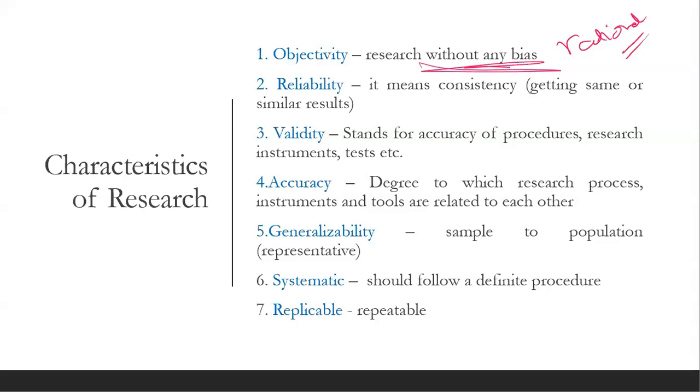We'll understand this, going forward, what reliability is. And then what is validity, accuracy, how accurate the results are, and generalizability, that is, how the sample connects to the population, how you portray the findings from the sample to the population. And it should be a systematic thing, it should follow a definite procedure, and it should be replicable, repeatable. So like I said, I'll discuss each and everything in this course, but this is something to give you a flavor about it. And if you have any questions, do let me know, पूछते रहो class में.